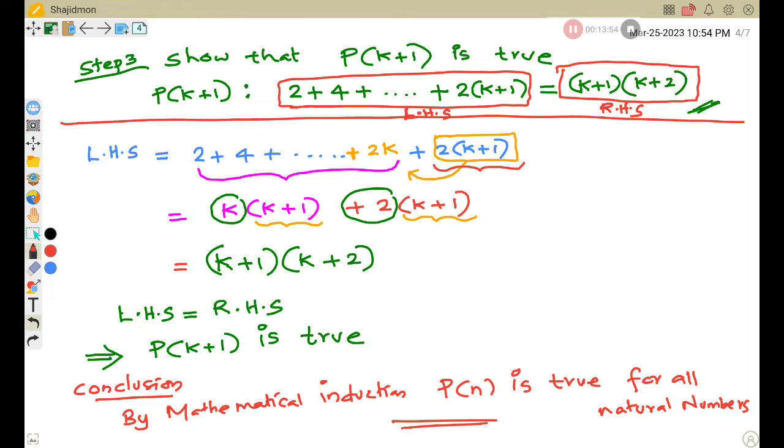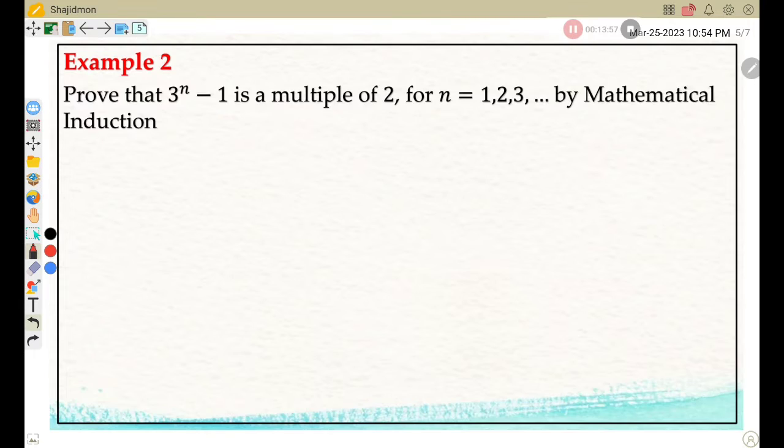I hope you understood this question. Let me go to the second one, example number 2.